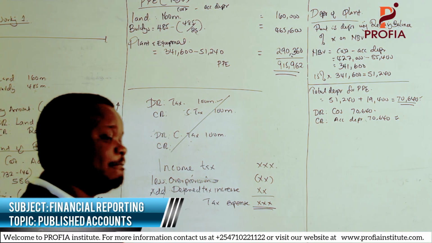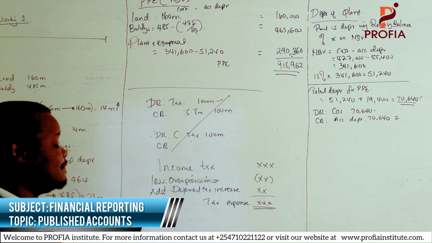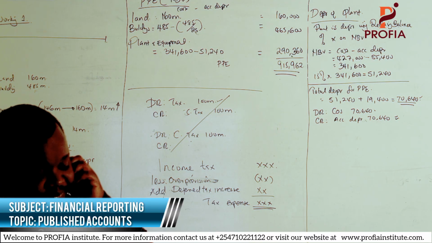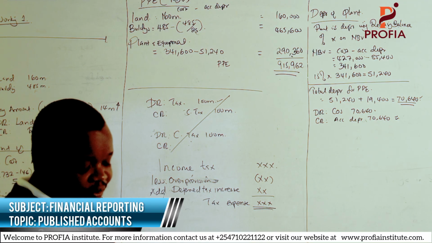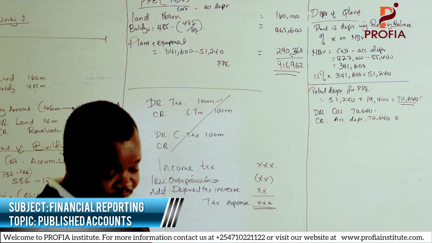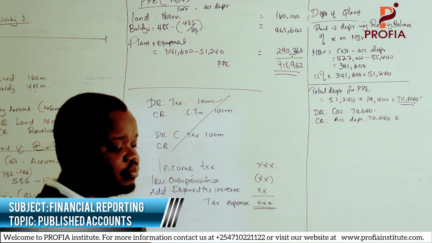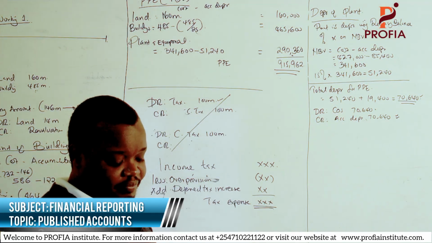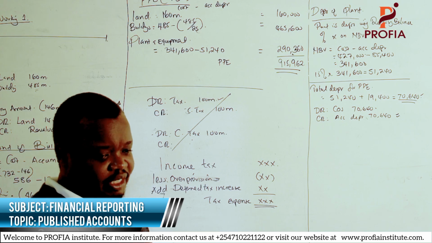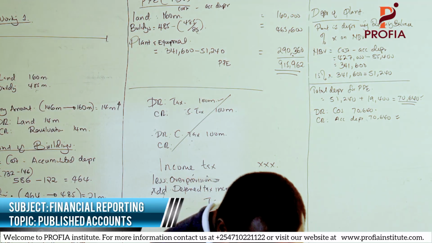So let's say, if current tax is over provided for, it will appear on the credit side of the trial balance, and vice versa. How much, if you look at our trial balance, how much was over provided for?